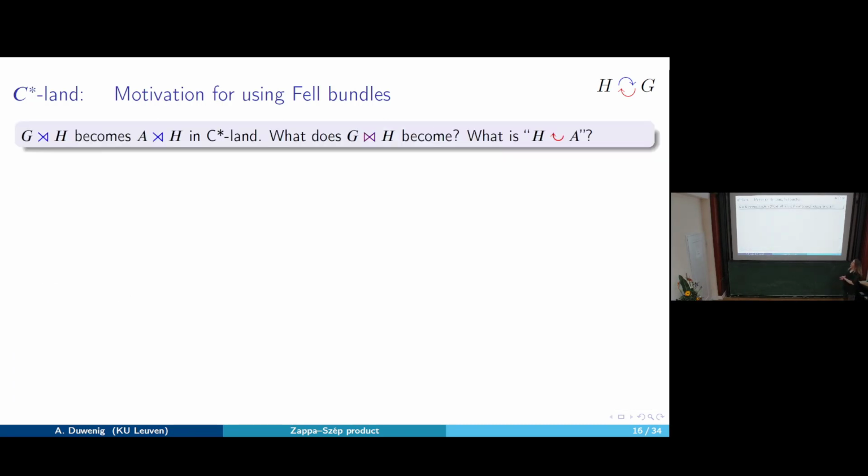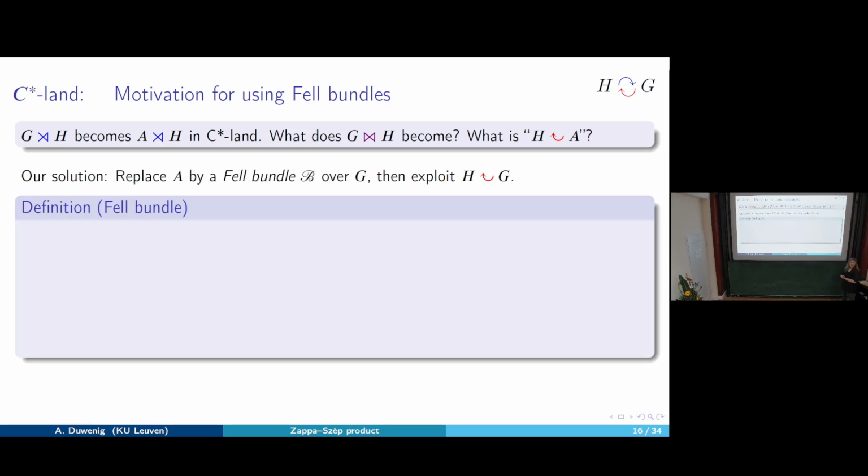Okay, semi-direct product becomes cross product. What does the Zappa-Szép product become? One solution that we had is that instead of just looking at the C-star algebra, we actually look at a Fell bundle B over G. And then we use the fact that G acts back on H and use that to induce a C-star action back on the group.